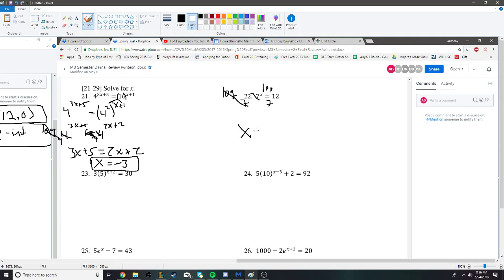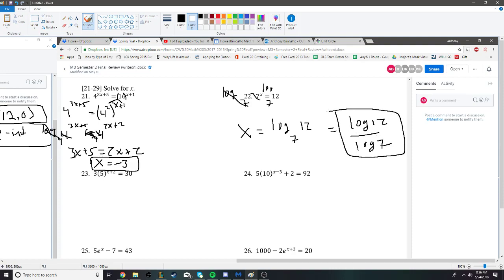So you get x equals log base 7 of 12. And you can rewrite this to be log of 12 divided by log of 7, using what's called the change of base formula.